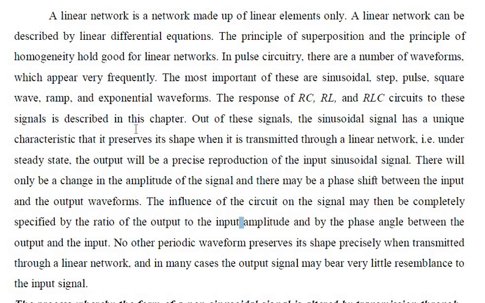What is meant by a linear network? A linear network is a network which is made up of linear elements only. Only linear elements are preferred to make it, and that particular network is called your linear network. A linear network can be described by linear differential equations. The principle of superposition and the principle of homogeneity hold good for linear networks. These are the two principles that you are going to use in linear networks.